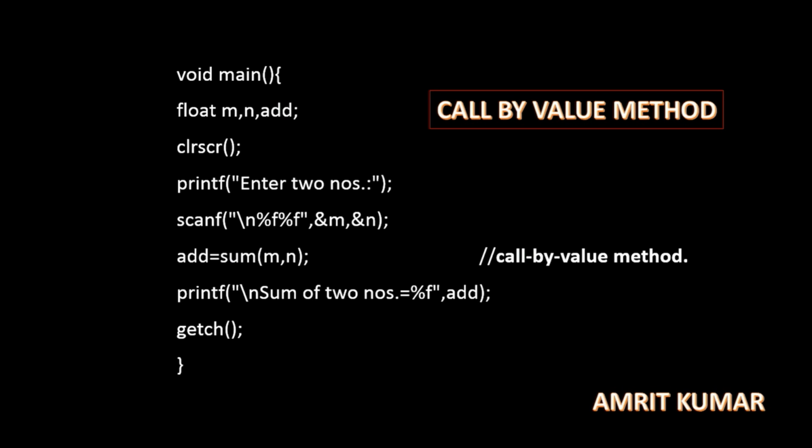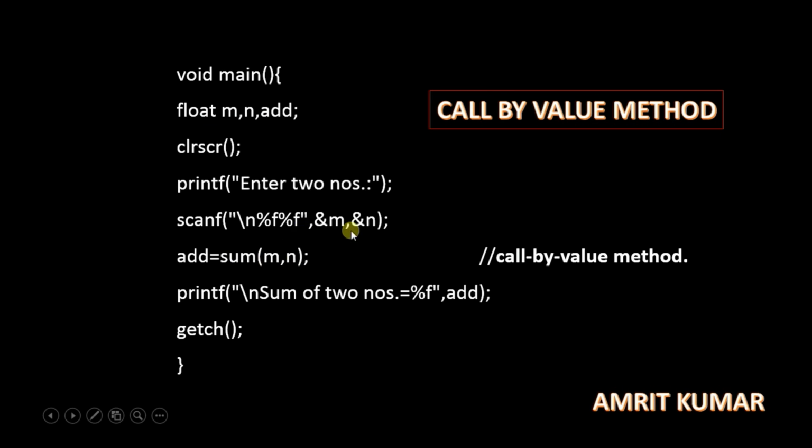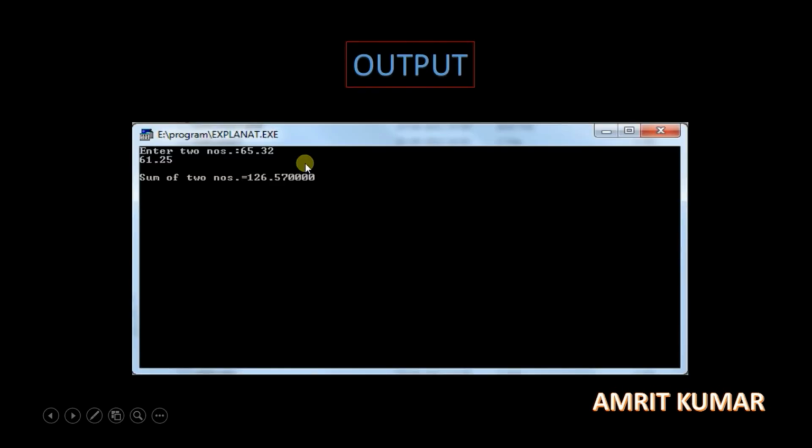So this was the call by value method technique that is used in C language, and it is a very popular technique. You can see here the output: the user has entered 65.32 as m and 61.25 as n. So overall the value is going to be 126.570000. So this is the final output.